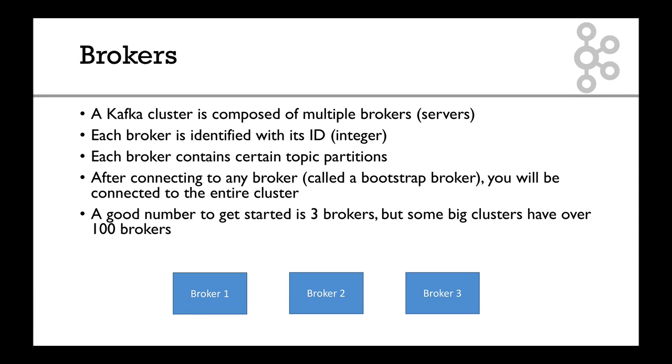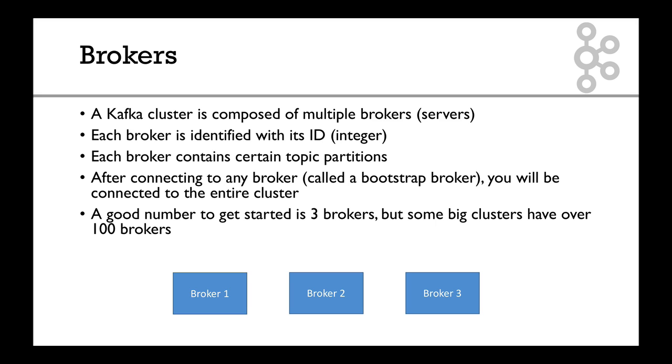All right, now we're getting into the really interesting stuff, brokers. So a Kafka cluster is composed of multiple servers, and these servers are called brokers because they serve and receive data. Each broker can be identified with its ID, which is an integer. So 1, 2, 3, 4, and so on.